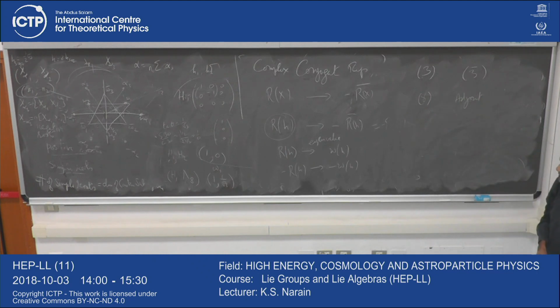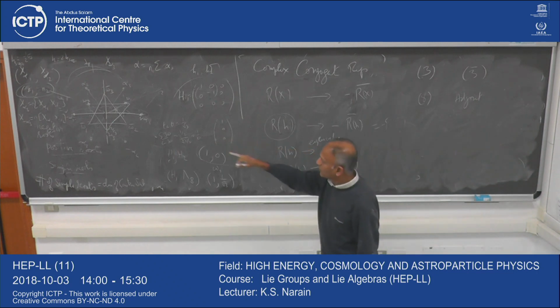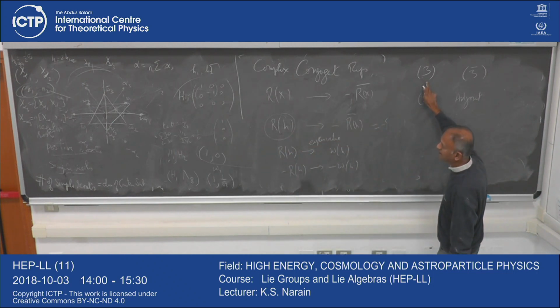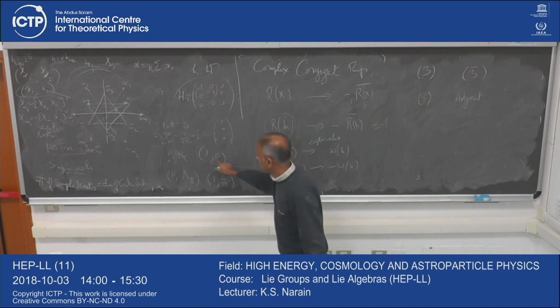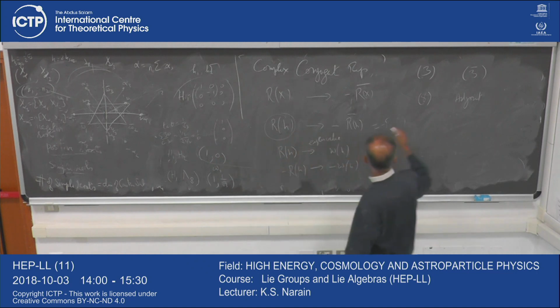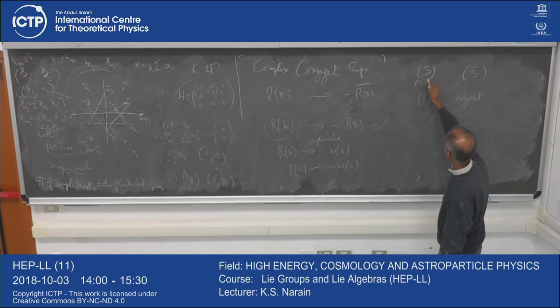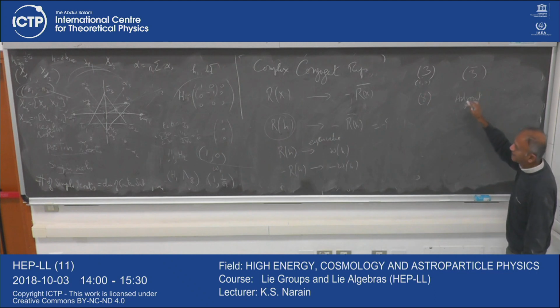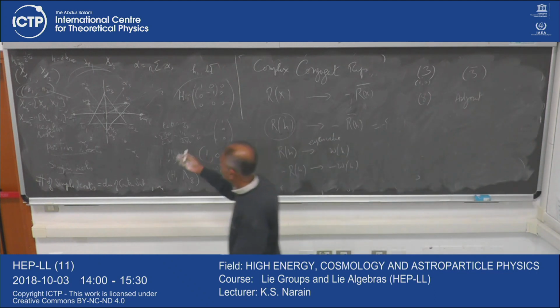Now, in this notation, what are these representations? This 3 was 1, 0. This was the highest weight, with the H1 eigenvalue and the H2 eigenvalue. So the highest weight here was 1, 0. Here, let's see which one it is in this notation.